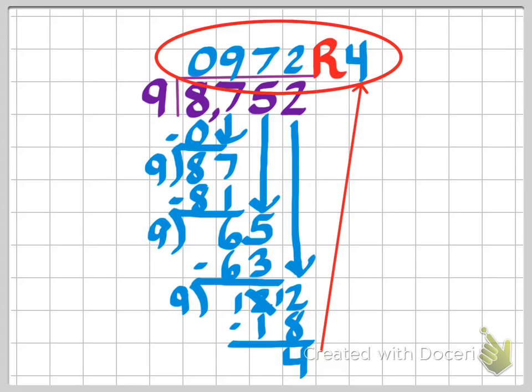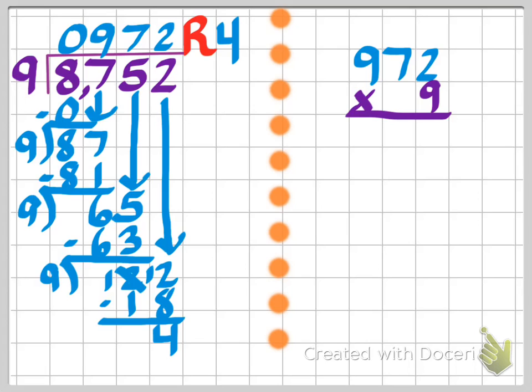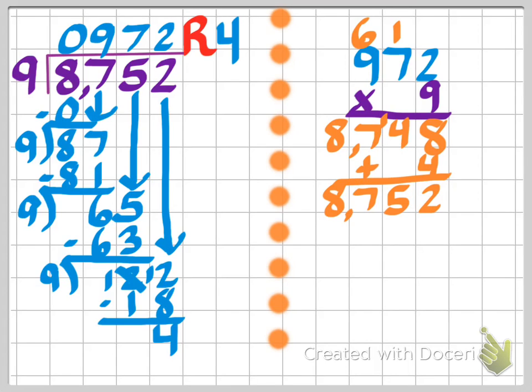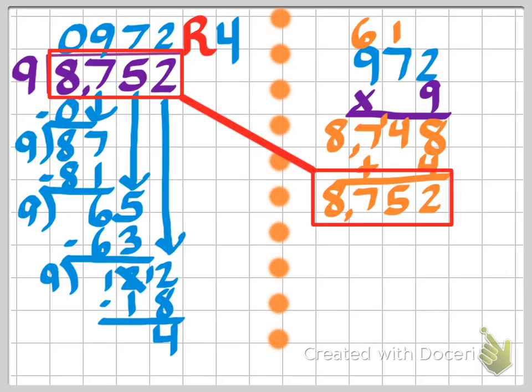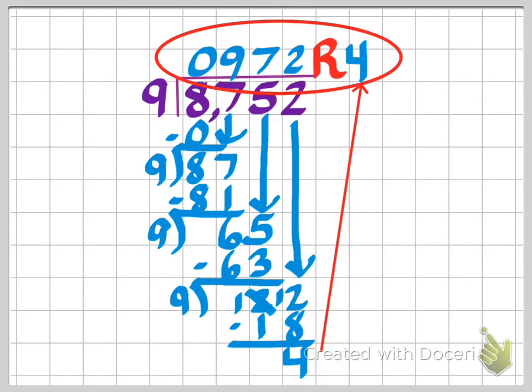But are you finished? Nope, absolutely not, because you need to check your work. So you had to say 972 times 9. That leaves you with 8,748. You're not finished though. Don't forget to add your remainder. And that's when you come up with 8,752. Box it, connect it. Now, if you did not come up with that, you either made a mistake somewhere over here in your checking your work when you were multiplying, or somewhere over here in your division.